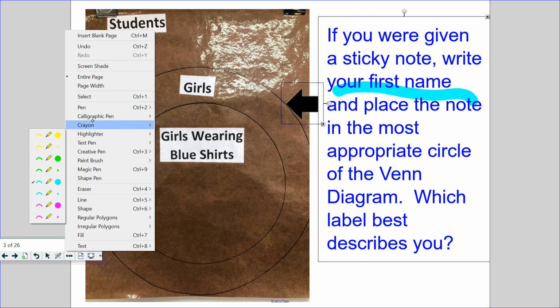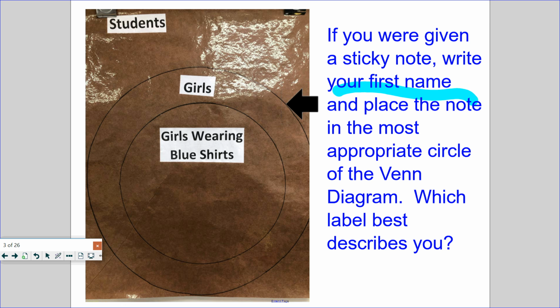For example, I call a student named Jeff. Jeff is a boy sitting in my class. He's wearing a white shirt and Nike pants. So would he describe himself as a girl wearing a blue shirt, a girl, or a student? Just a student. I call another student, Mallory. Mallory is wearing all red. Is she a student? Yes. So could Mallory put her name right here in the outer circle? Is there a better description of her? What about a girl?